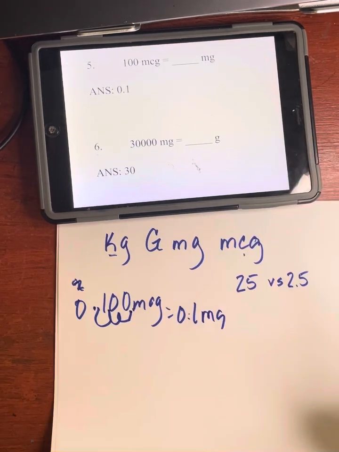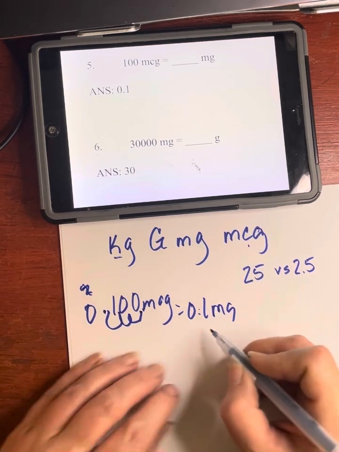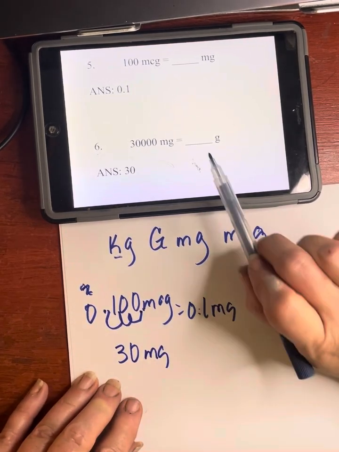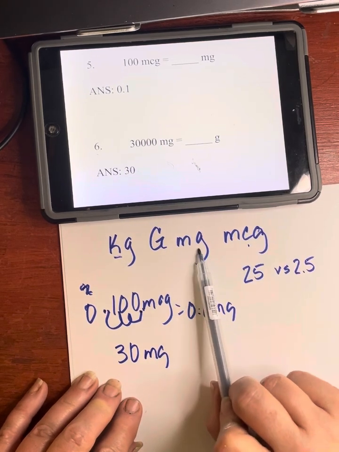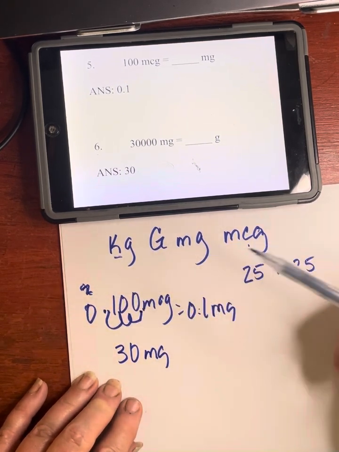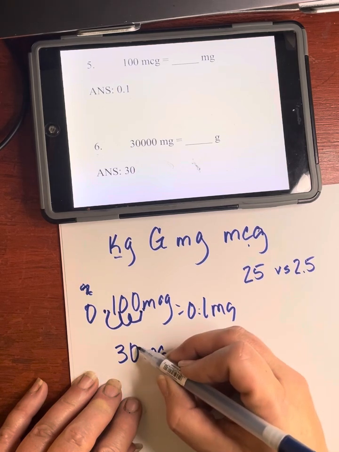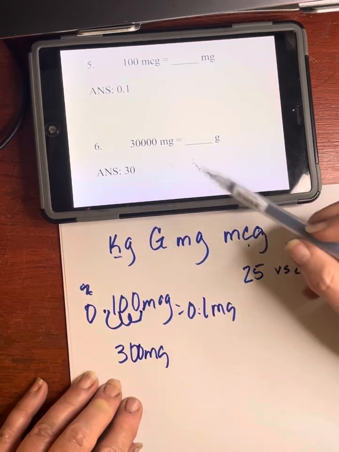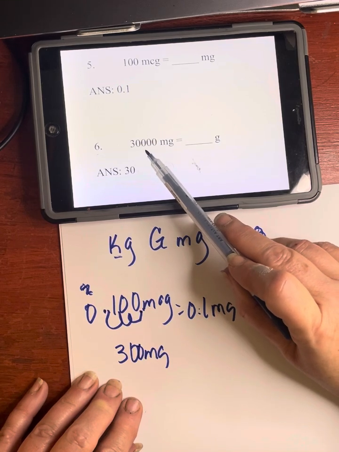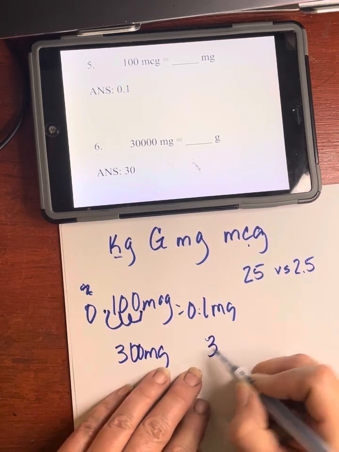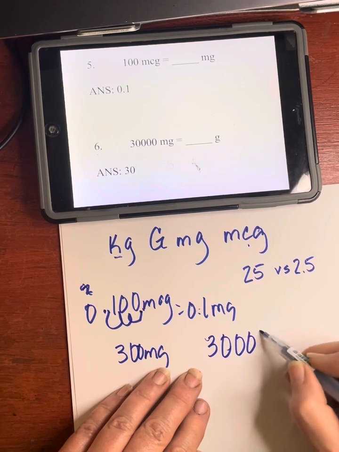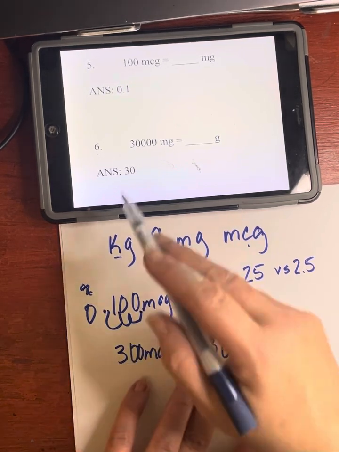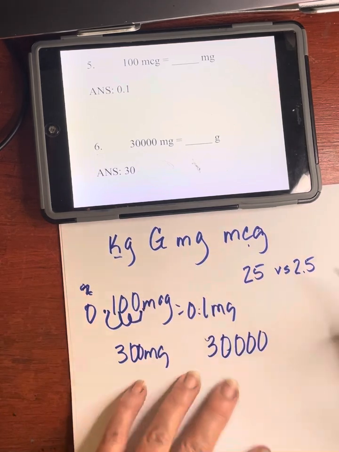Okay, 300 milligrams. I'm going to do it right here. 300 milligrams is how many grams? This tells me I got to move that decimal point to the left. That's 300. No, that's 1,000. 1, 2, 3. 30,000 milligrams.